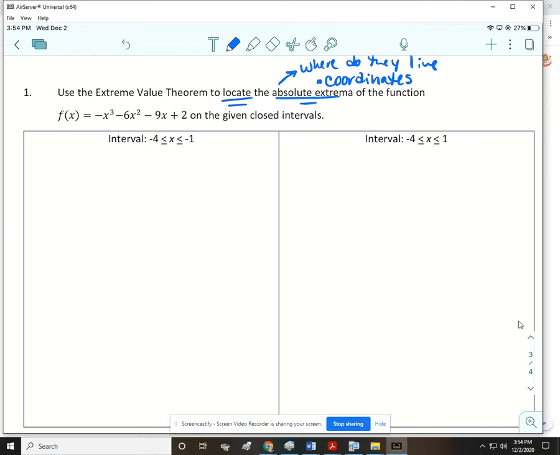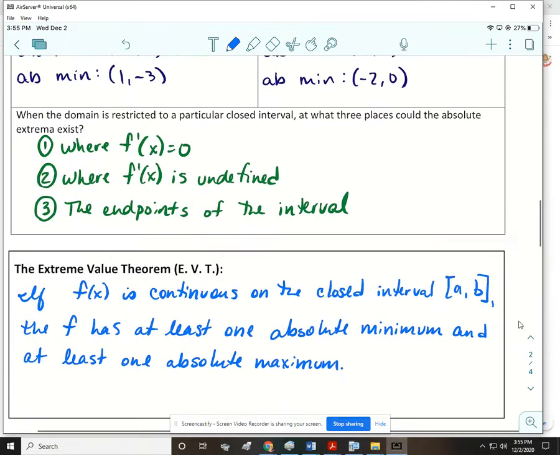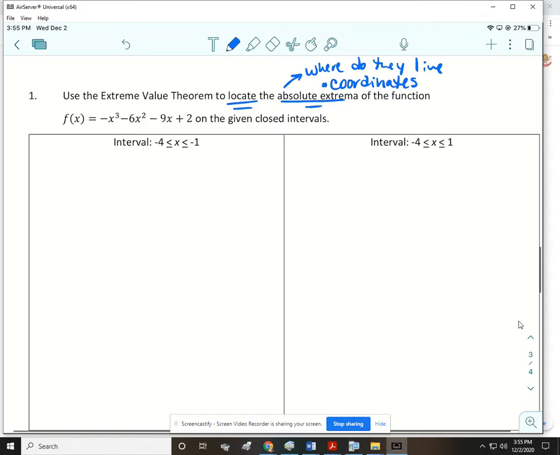to negative 1. So to be able to find your relative extrema, they can be where the function is equal to 0, the derivative is equal to 0 or undefined, or at the endpoints. Now this is a polynomial function, and polynomial functions are always continuous. So the extreme value theorem is applicable. But what we need to do first is find the derivative.